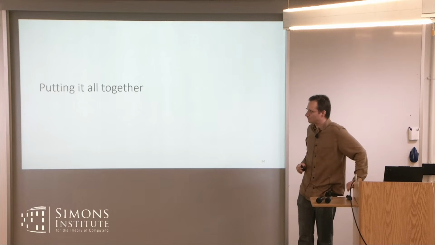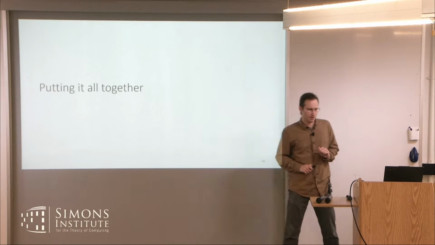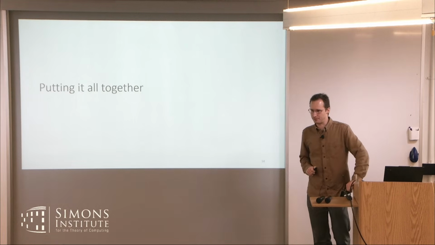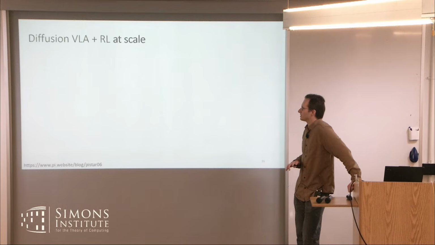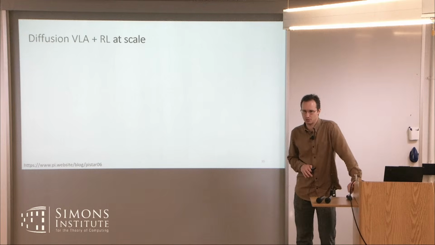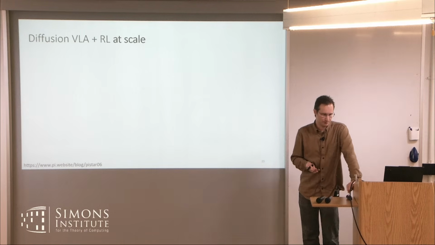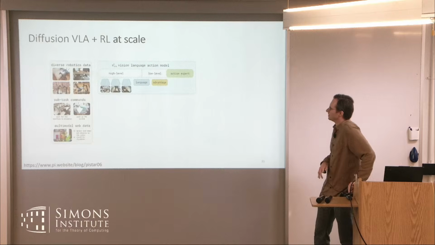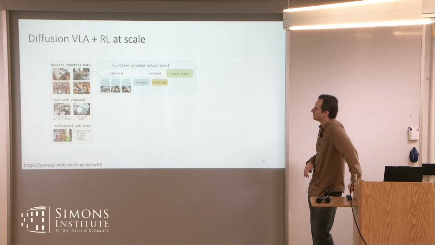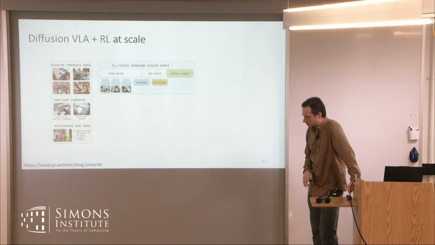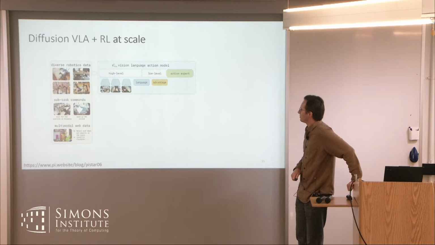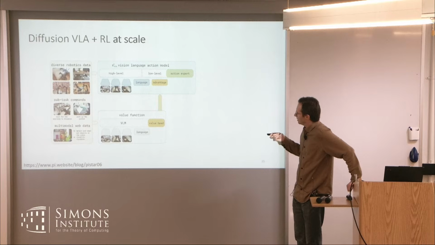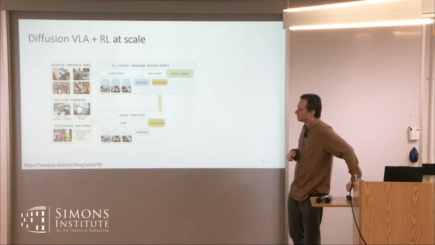But I want to conclude by telling you a little bit about how all these things can be put together. So these days, I think one of the most exciting areas for robotic foundation models is actually to combine some of these imitation learning ideas with RL and do that at scale. We've been working on this a little bit at Physical Intelligence in the last few years. One of the methods we developed, Pi*0.6, basically combines these vision language action models with value functions. The values are actually added to the prompt of the VLA.